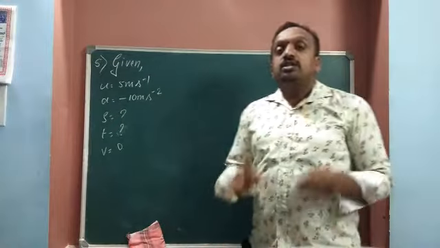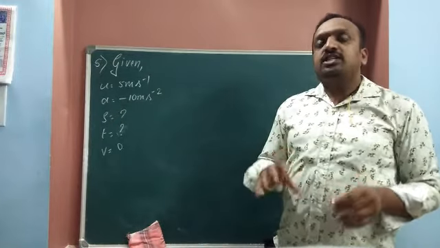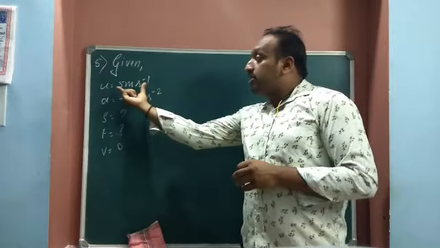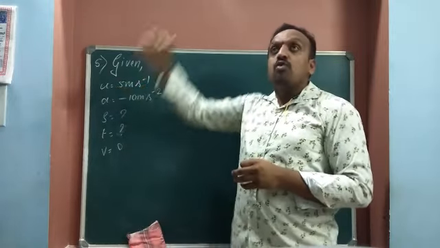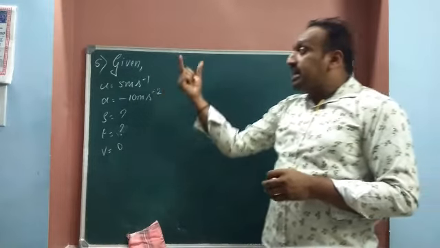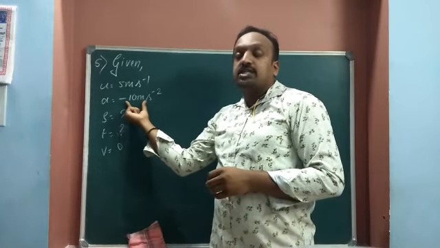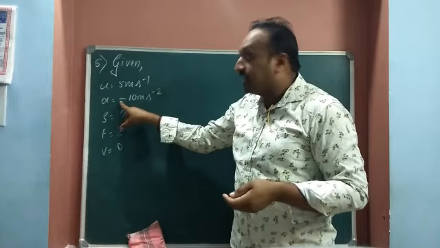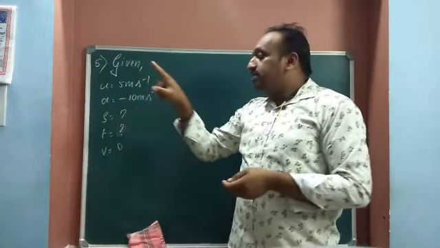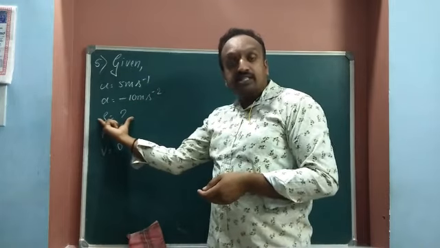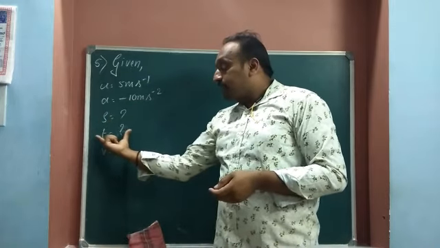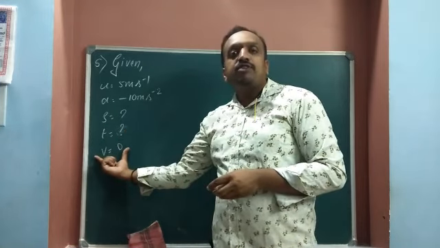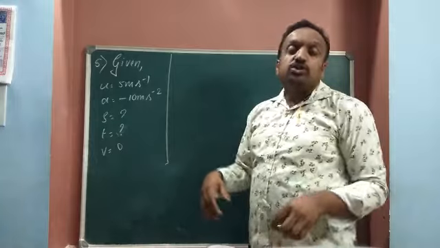Now students, the fifth one. In this question it has been given like this. A stone is thrown vertically upwards with a velocity of 5 meter per second. When it is coming down, it gains an acceleration of 10 meter per second square. So it is in the opposite direction, for that reason I have taken the negative sign. Then we need to find the distance travelled and the time taken by the stone to reach the ground. When it reaches the maximum height, v will be 0. Yes students, so let us find it.